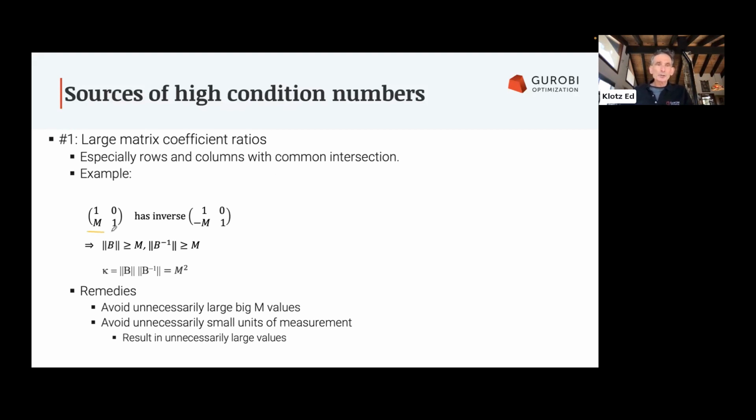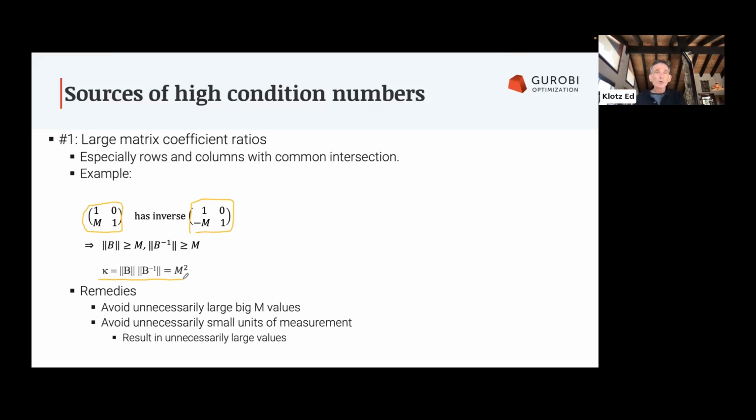So here we have a little 2x2 example. M is some sort of big M value, and we see that it appears both in column 1 and in row 2. Here is its inverse. And drawing on our definition of condition number, we see that the condition number is going to be M squared or potentially higher if this is embedded in some other bigger part of the matrix.